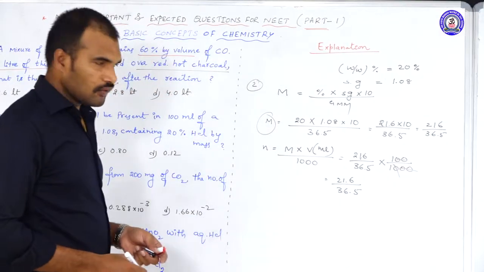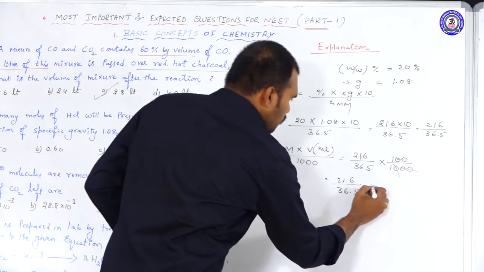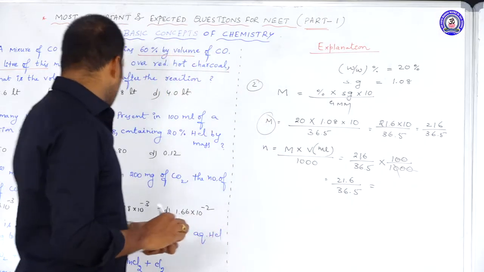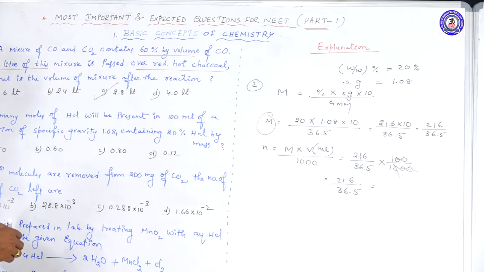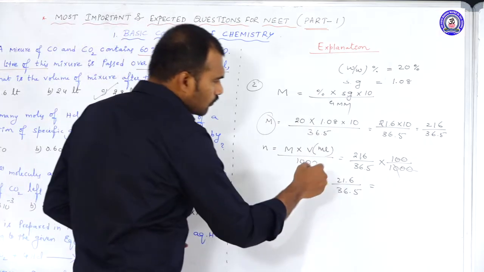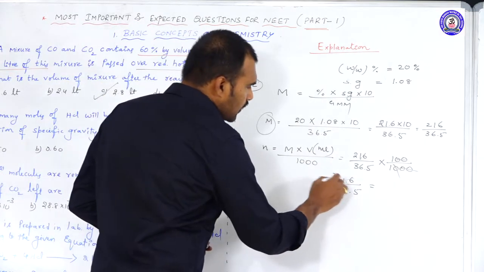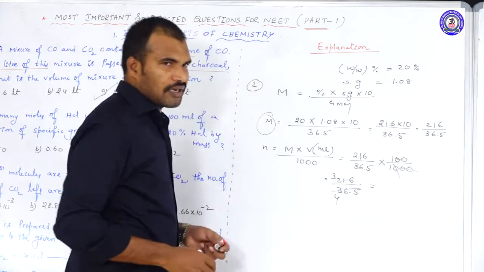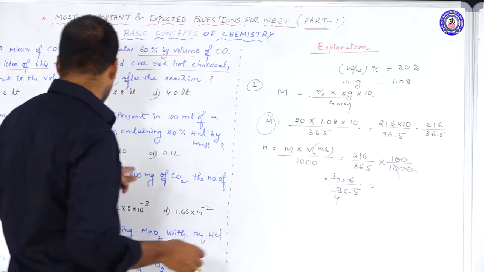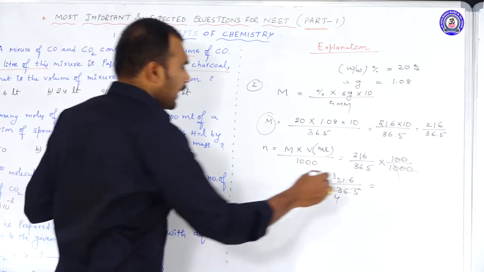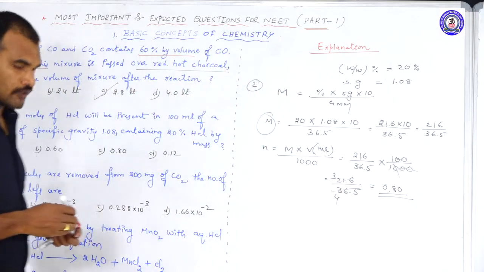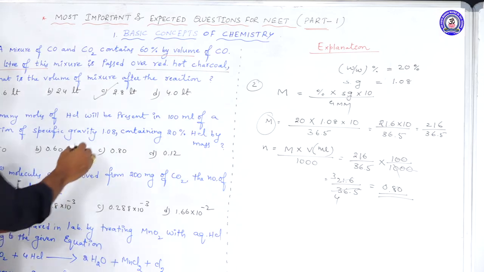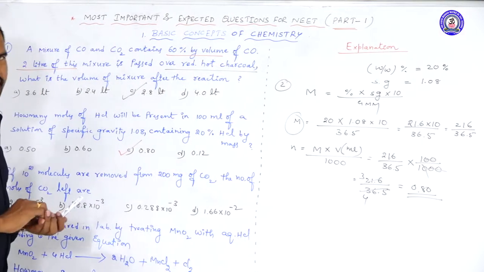If you divide 21.6 with 36.5, approximately how much will come? Approximately 0.75, and 0.8 is the nearest value. So the number of moles present in the given solution is 0.8.